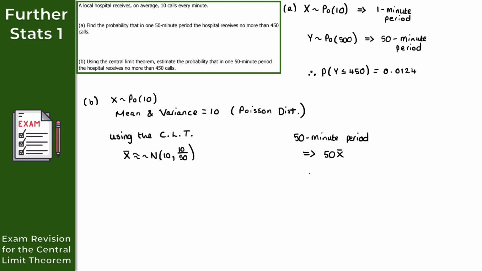this gives us 50 times x bar. Okay, like so. So what I'm looking for here then is the probability here that 50 x bar, so 50 lots of the sample mean here, 50 lots of x bar is less or equal to 450. Okay. So what I can do here then is divide through by the 50. And in that case then, dividing through by 50, we get the probability that x bar, sample mean, is less than or equal to 9.